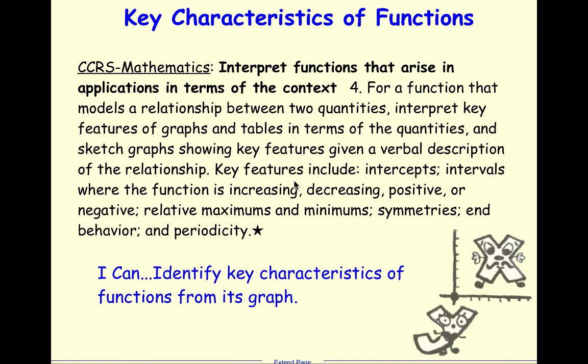In this lesson, we're going to examine the key characteristics of functions. One of the standards that we are trying to complete in pre-calculus is interpreting functions, and specifically we want to make sure that we understand the key features of functions. These are things like intercepts, intervals where the function is increasing, decreasing, positive, negative, relative maximums and minimums, and some other ones, but we're not going to get through all of these. We're going to focus on intercepts, increasing, decreasing, and relative maximums and minimums.